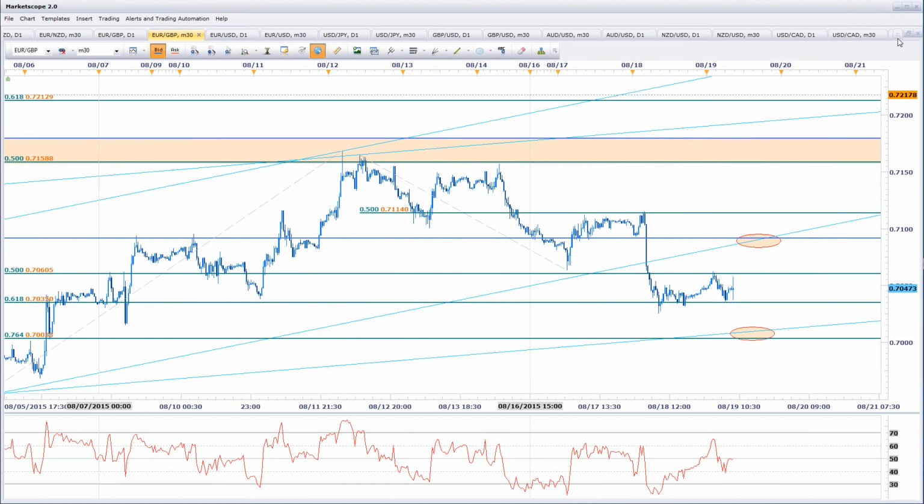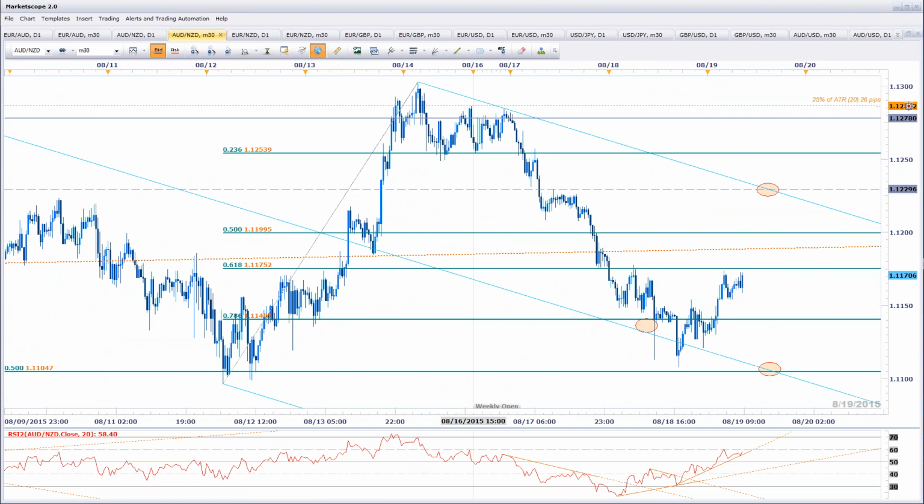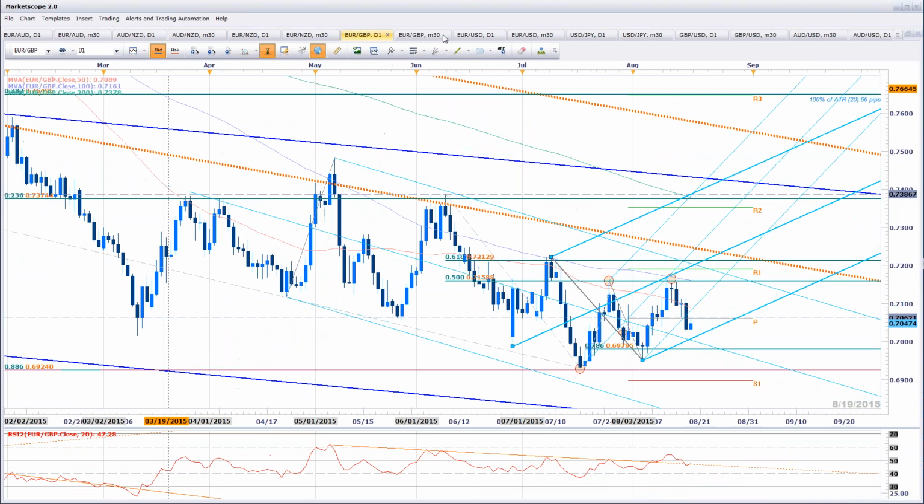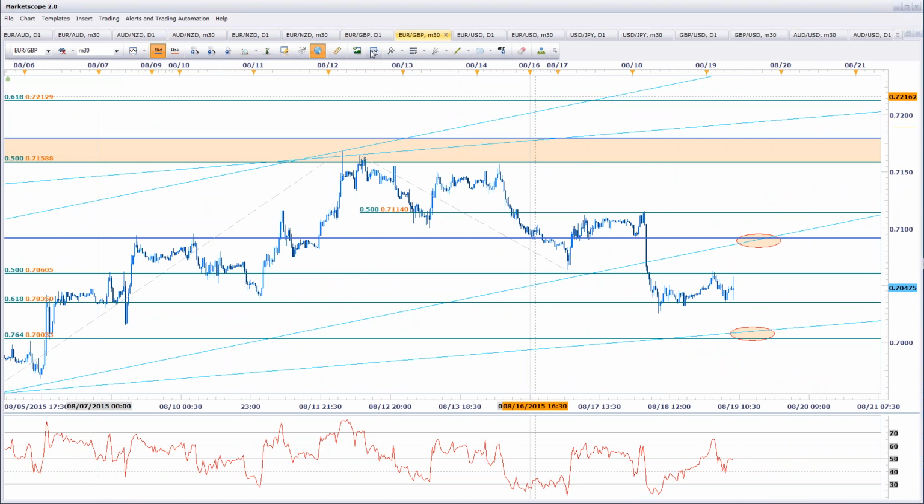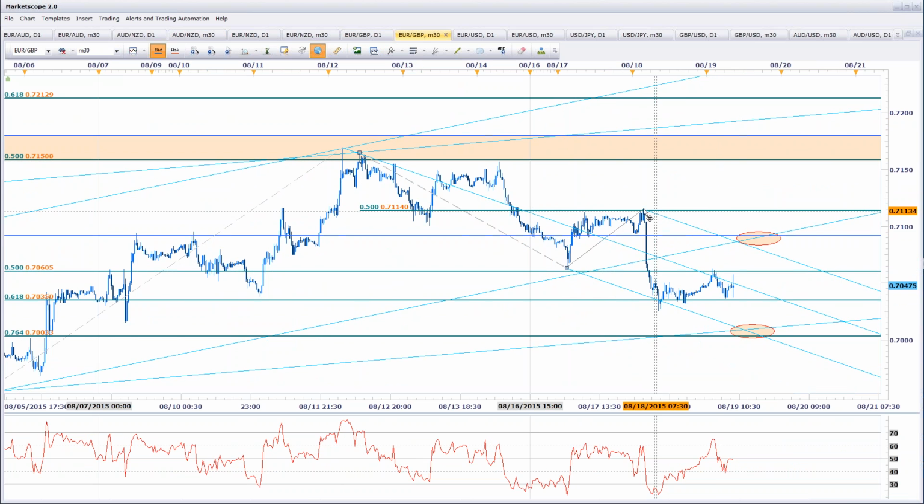Let's take a quick look back at Aussie Kiwi. No, I'm sorry. Okay, so here's another structure actually that might be in play for the euro pound.